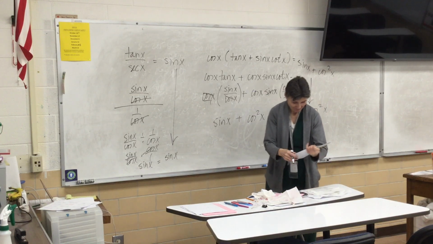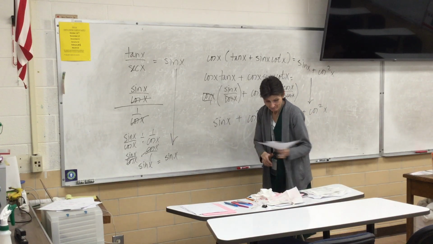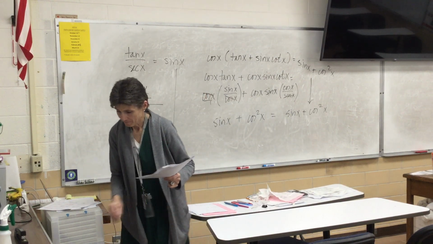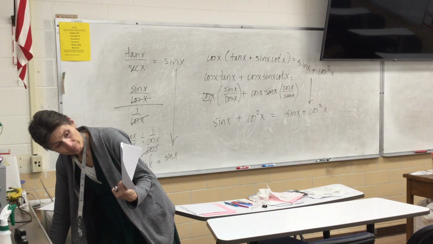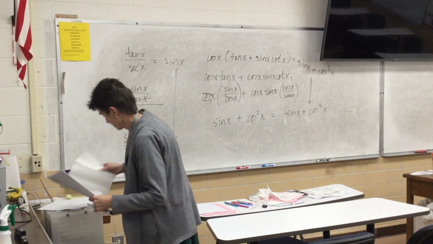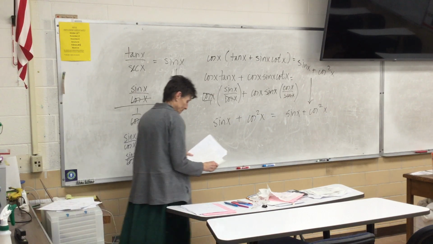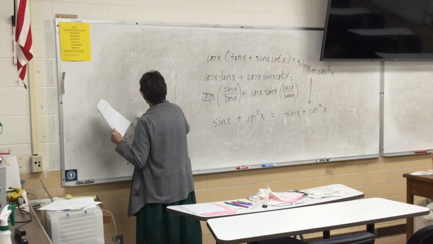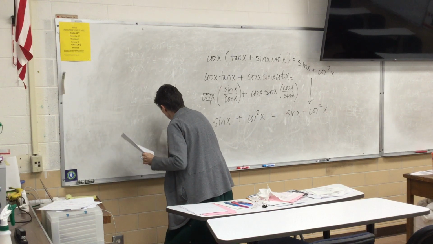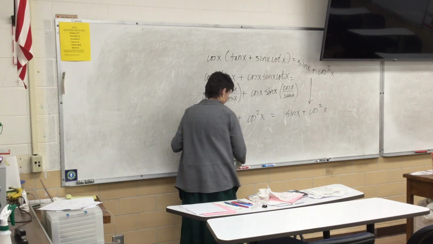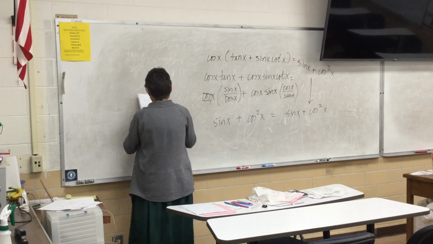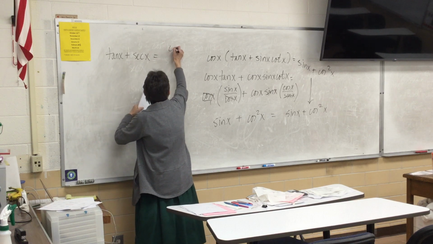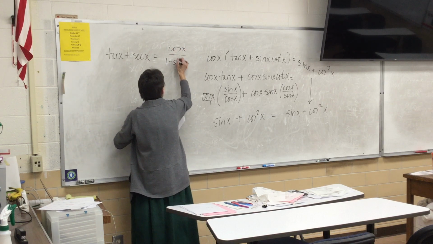All right, let's try the next one. Here we go. All right, what have we got? We've got tangent plus secant equals cosine over 1 minus sine.